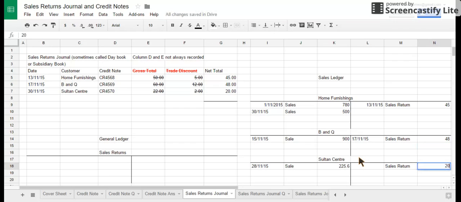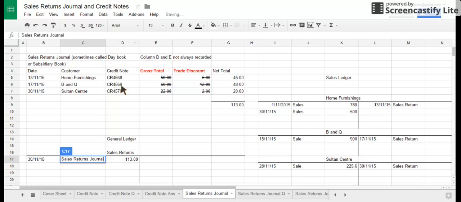But the final one's 20, and that's on the 30th November. Okay, and then we just need to find out the total of all of our returns. And then to save putting three individual entries into the sales returns, we're going to put the total of 113 on the last day of the month, which is November, so it's the 30th. And it's come from the sales returns journal. Fraction wise, so we can see it all, and there we go, no problems.